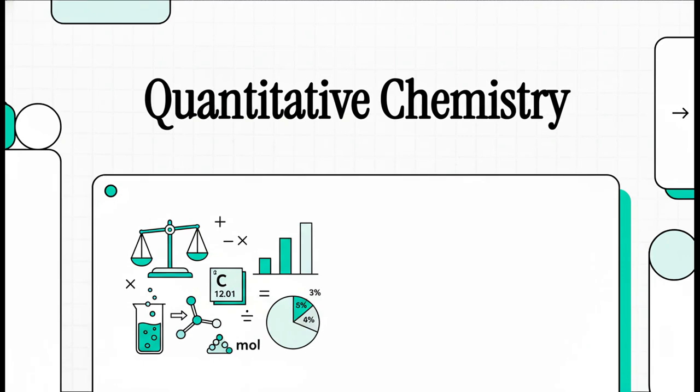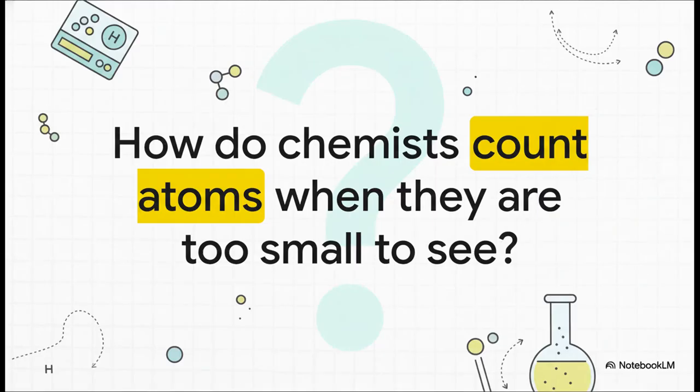Welcome. Have you ever wondered how chemists know exactly how much stuff to mix together to make, well, everything? From medicines to the phone in your hand, that's all down to quantitative chemistry. And today, we're going to break down everything you need to know to absolutely nail this part of your GCSE exam. So let's kick things off with a massive question.